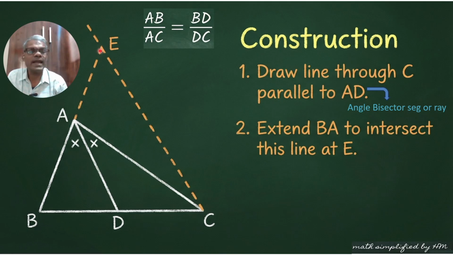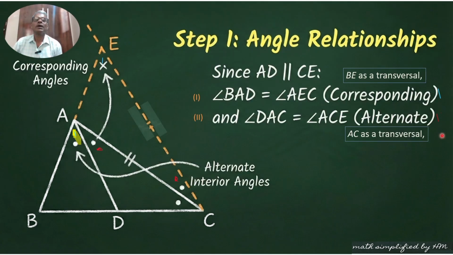This creates a large new triangle BCE, which allows us to use parallel line properties. Now let us look at the angles created by our parallel lines AD and CE.